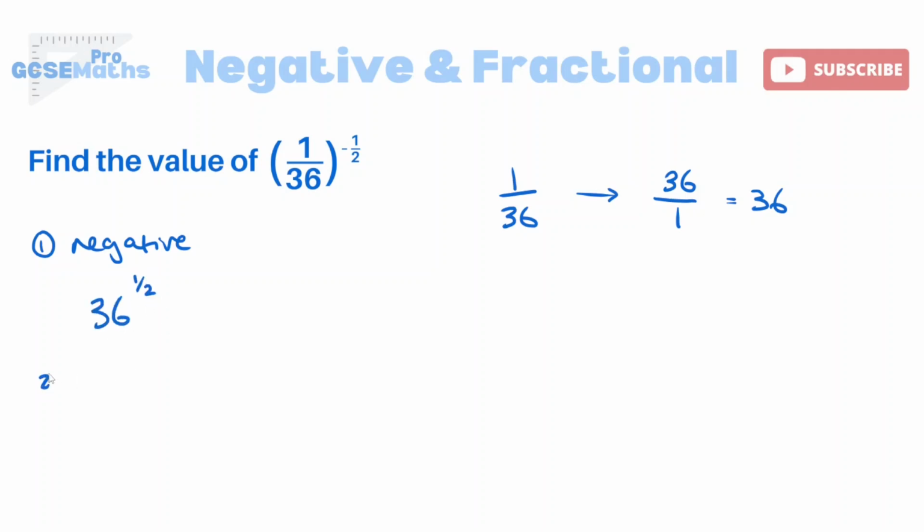And then we deal with the fraction, which we said, the denominator means the root. In this case, you can see 36 is a square number. We're going to square root 36. And the numerator is 1, so I'm not going to write to the power of 1 because that makes no difference, does it? So the square root of 36 is 6. That's literally your answer for this one.